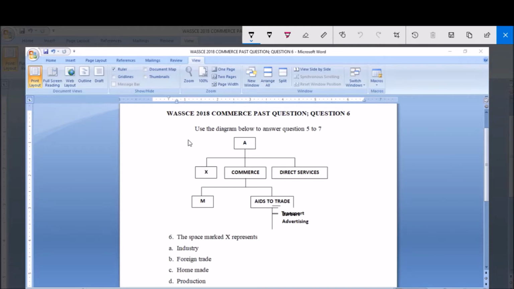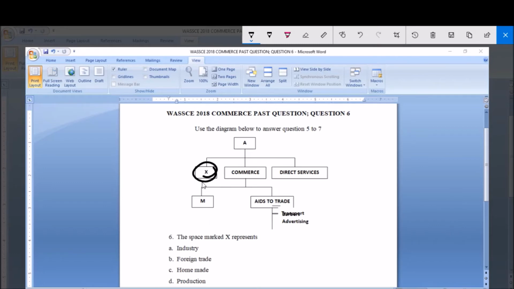So as I said earlier, we are using this diagram to answer questions 5, 6 and 7. Question number 6 says the space marked S represents dash, that is this space here in this box. That is where we have our S. A, industry; B, foreign trade; C, home made; D, production.